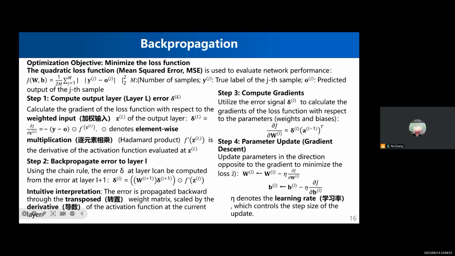Step 3 utilizes the error signal to calculate the gradients of the loss function with respect to the parameters. Then, we can update the weight parameters in the direction opposite to the gradients to minimize the loss.